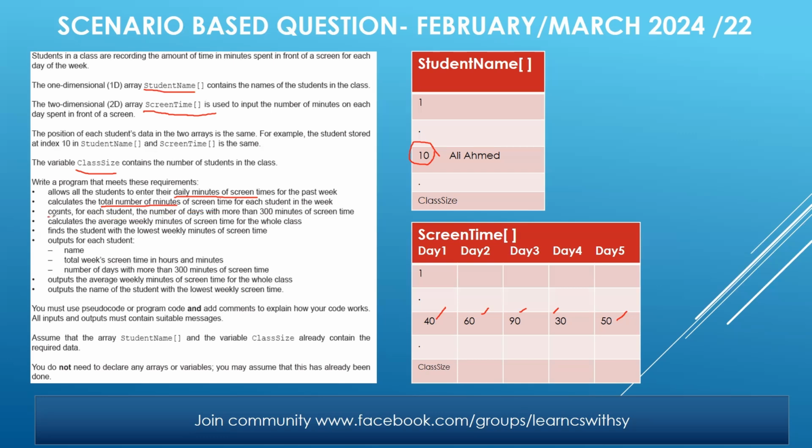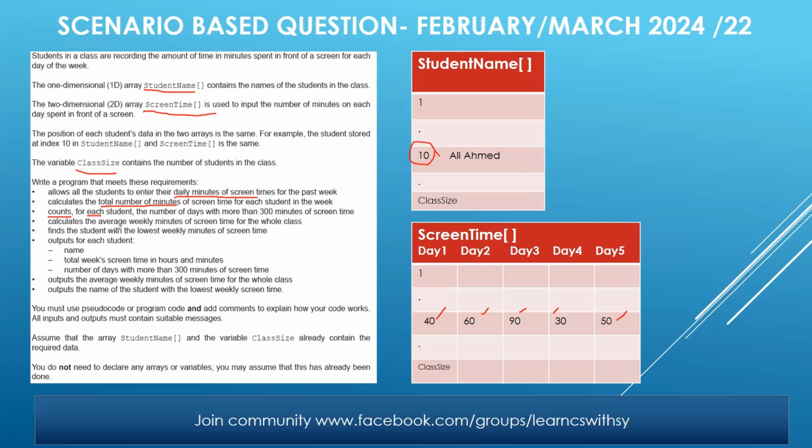First thing is counts for each student, the number of days that he is spending more than 300 minutes of screen time. Can you see this? Number of days with more than 300 minutes of screen time. Aliyah is a very good boy. That's why he's not spending so much of the time.